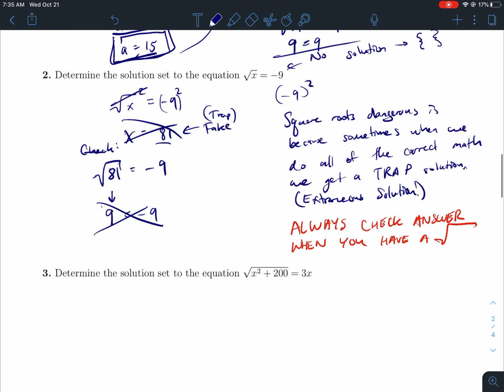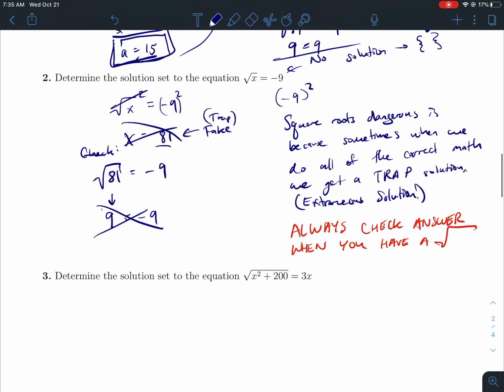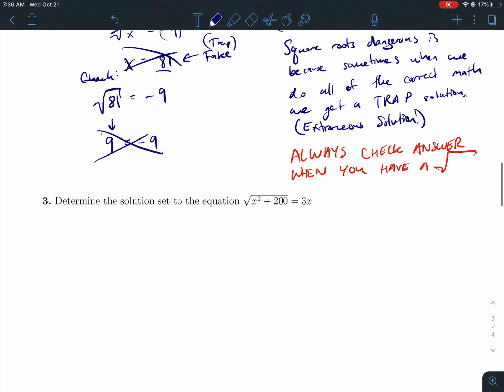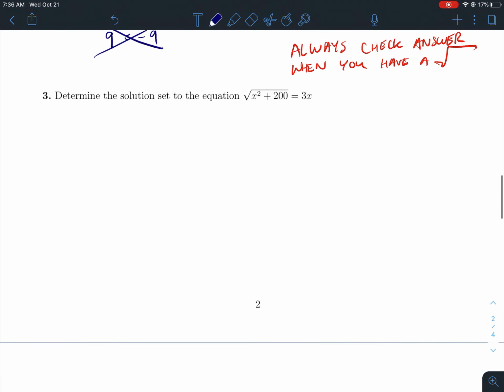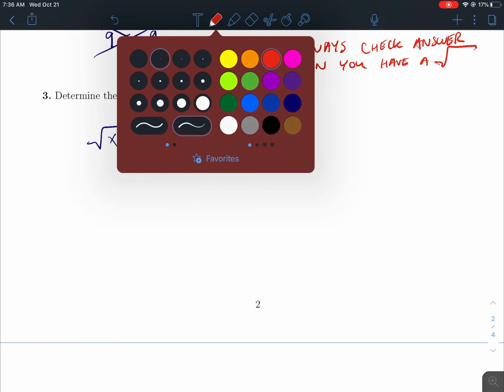All right, but there's something even crazier that can happen. Let's see what happens with problem number 3. Determine the solution set to this equation. It actually looks pretty similar to the last one. We've got square root of x squared plus 200 equals 3x. To get at any of this stuff inside here, we're going to need to get rid of this roof on top. So let's square both sides.